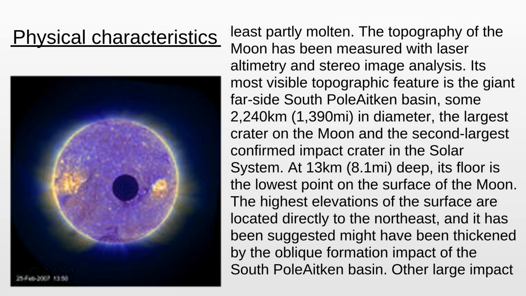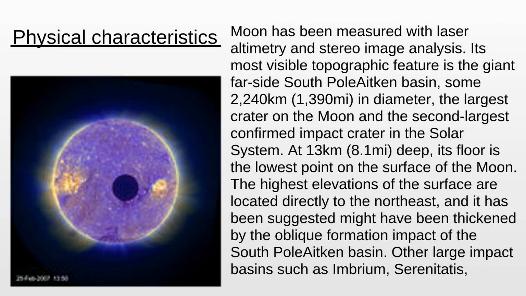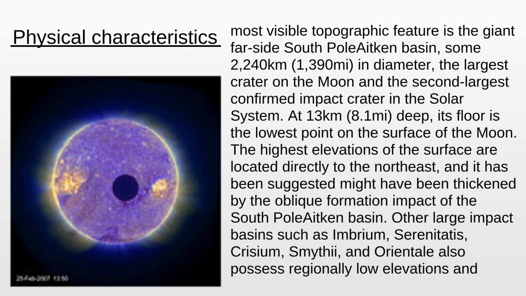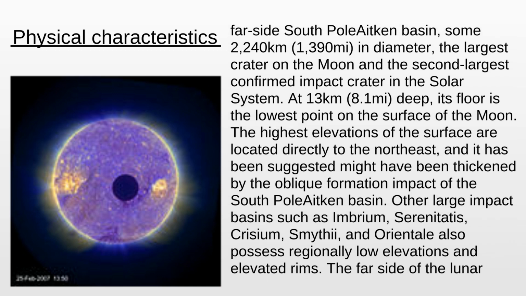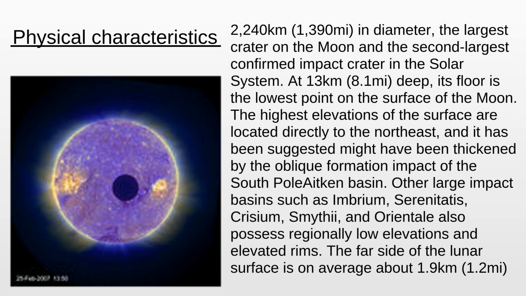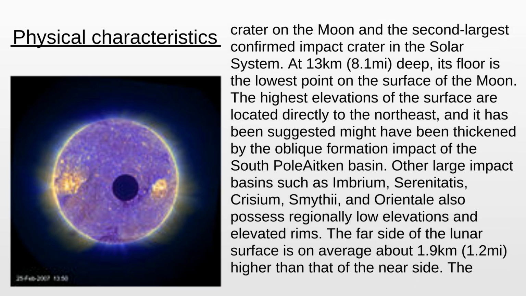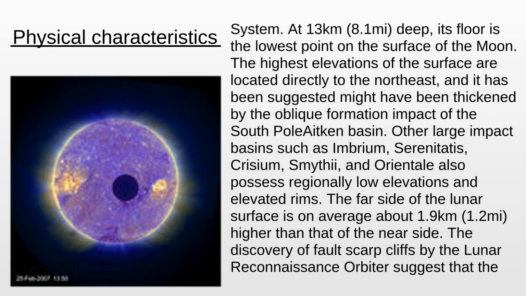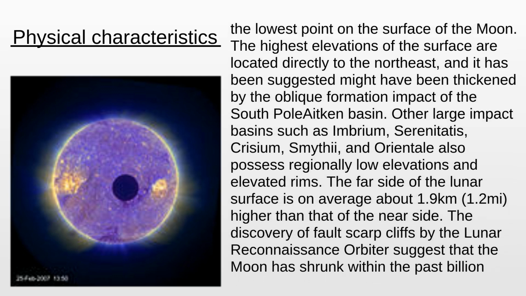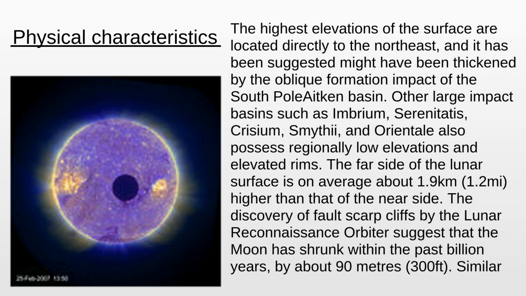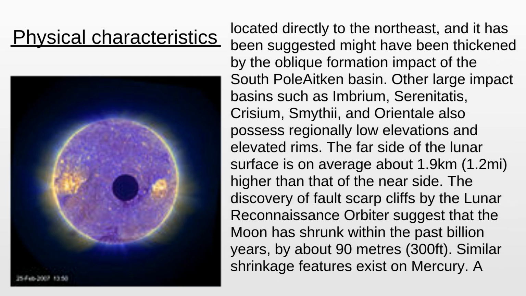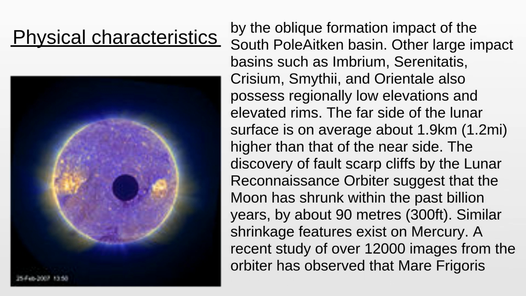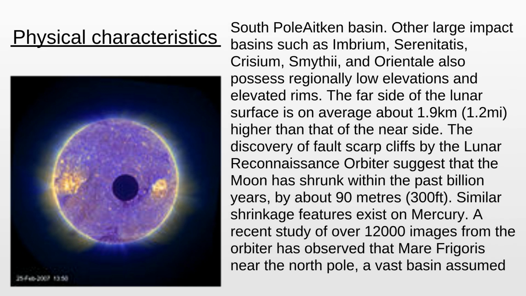The topography of the Moon has been measured with laser altimetry and stereo image analysis. Its most visible topographic feature is the giant far-side South Pole Aitken Basin, some 2,240 kilometers, 1,390 miles, in diameter, the largest crater on the Moon and the second largest confirmed impact crater in the Solar System. At 13 kilometers, 8.1 miles, deep, its floor is the lowest point on the surface of the Moon. The highest elevations of the surface are located directly to the northeast, and it has been suggested they might have been thickened by the oblique formation impact of the South Pole Aitken Basin.